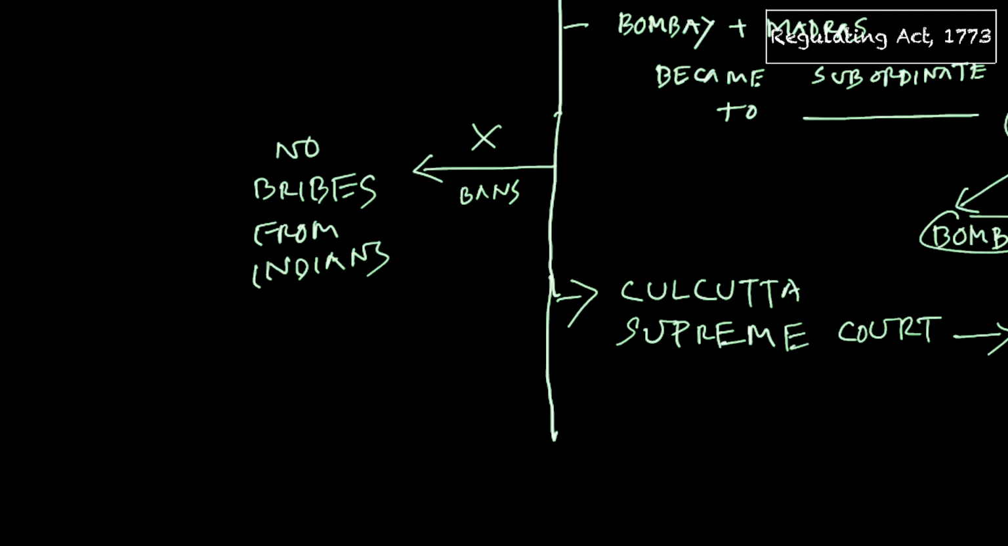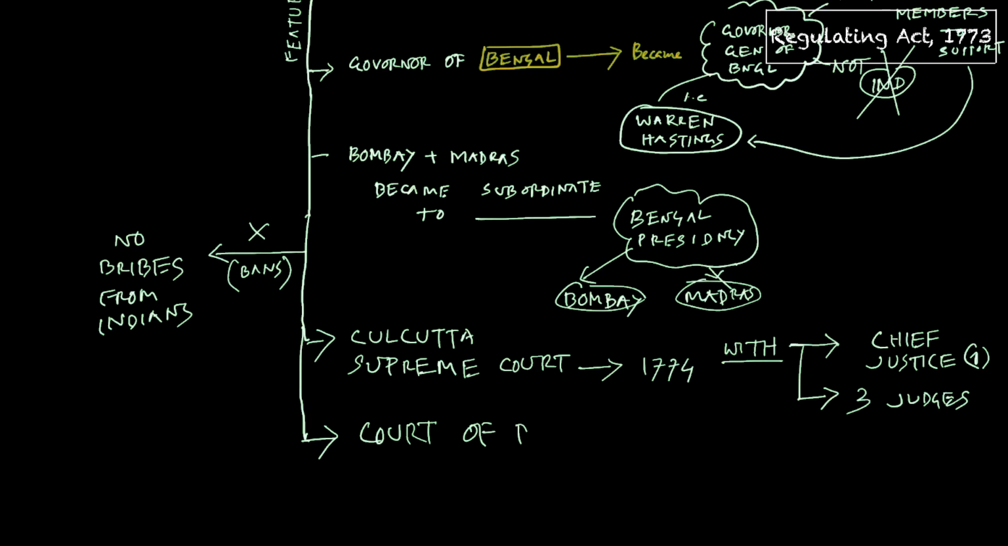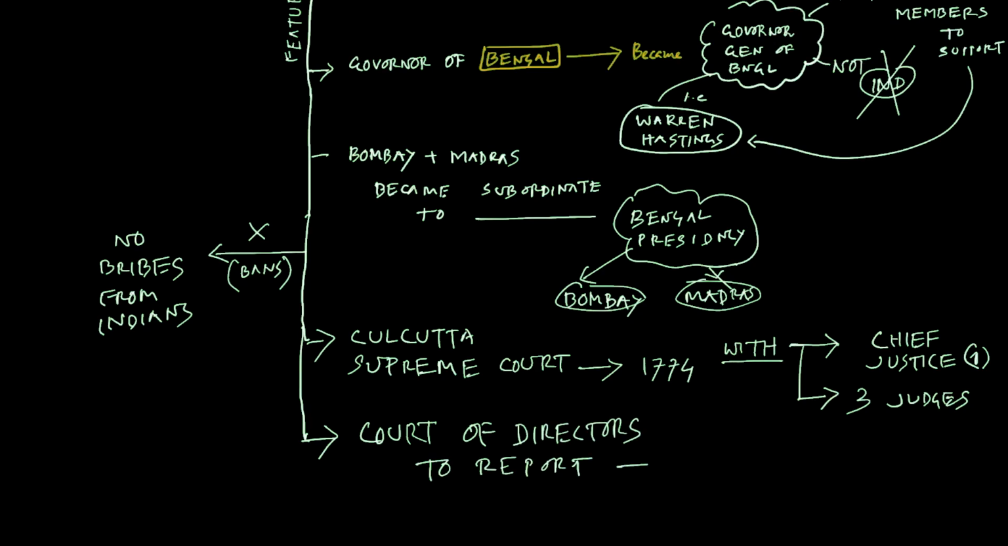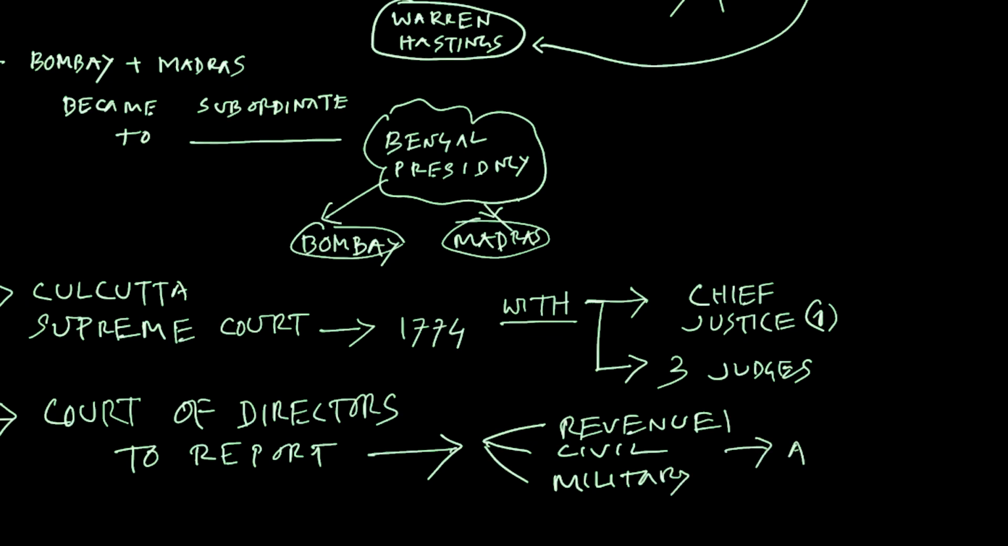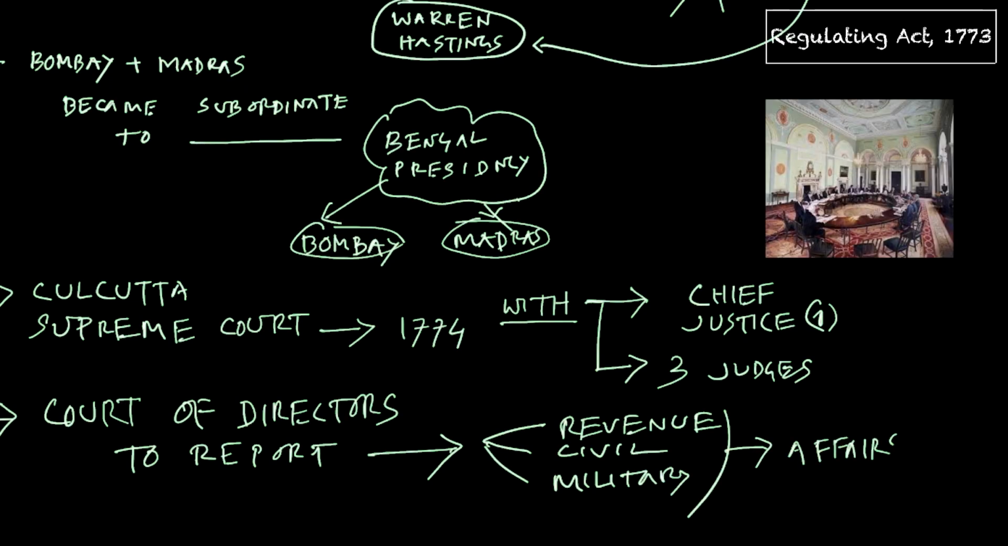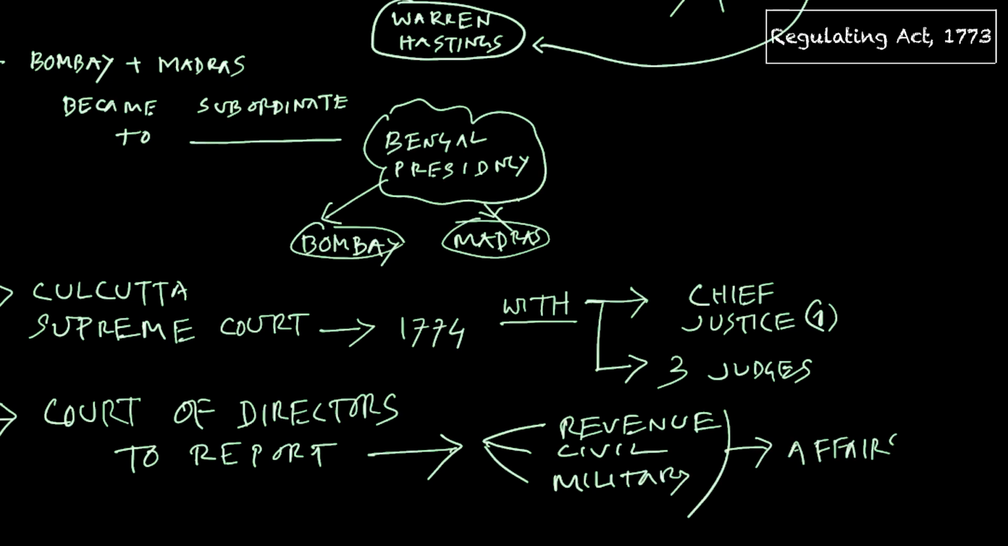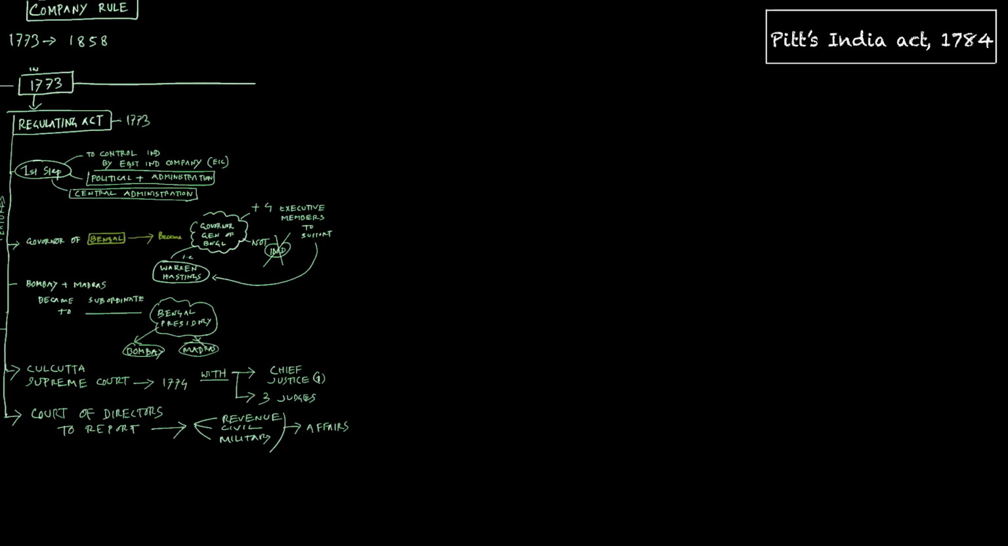It prohibited the servants of the company from engaging in any private trade or accepting bribes from the natives. Also, it strengthened the control of the British government over the company by requiring the Court of Directors to report on its revenue, civil and military affairs in India.